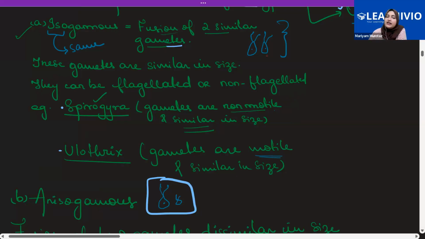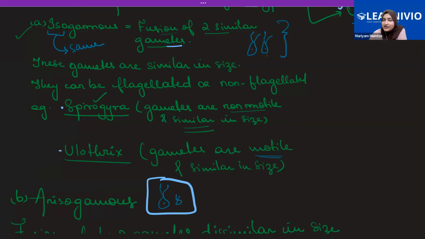In the case of Ulothrix, the gametes are motile, meaning they have flagella present, but they are similar in size. So the basic thing is that it doesn't matter whether they have flagella present or not, but they have to be similar in size. Clear? That is isogamous sexual reproduction.